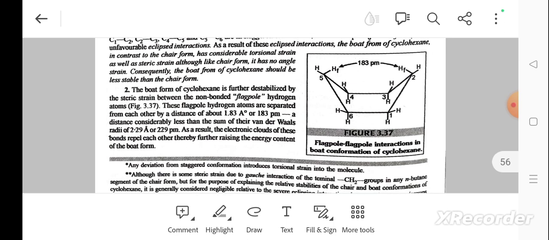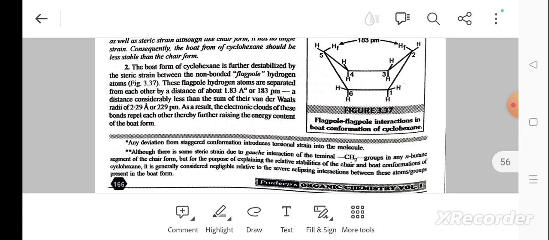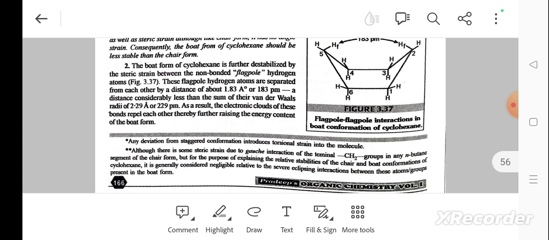Second, the boat form of cyclohexane is further destabilized by the steric strain between the non-bonded hydrogen atoms. These flagpole hydrogen atoms are separated from each other by a distance of about 183 picometers, considerably less than the sum of their van der Waals radii, 229 picometers. As a result, the electron clouds of these bonds repel each other, therefore further raising the energy content of the boat form.